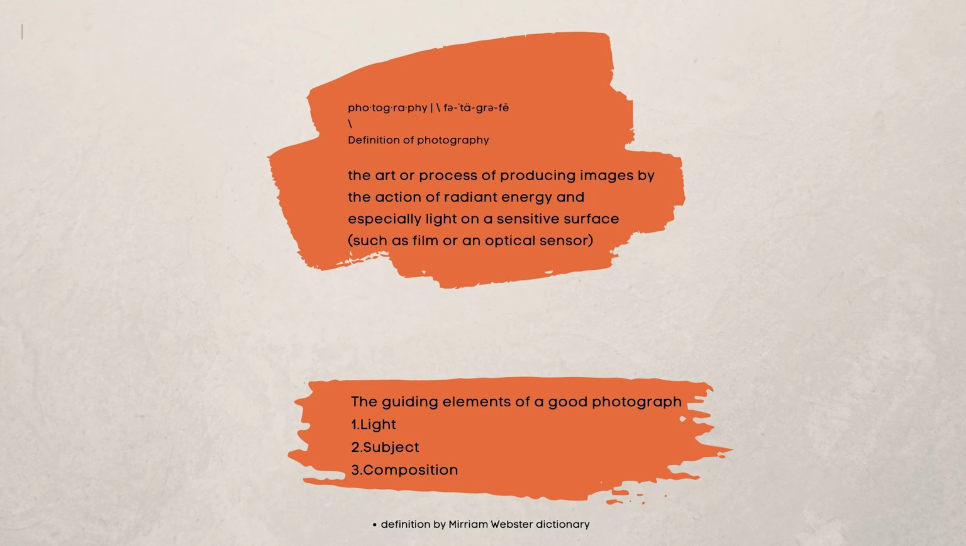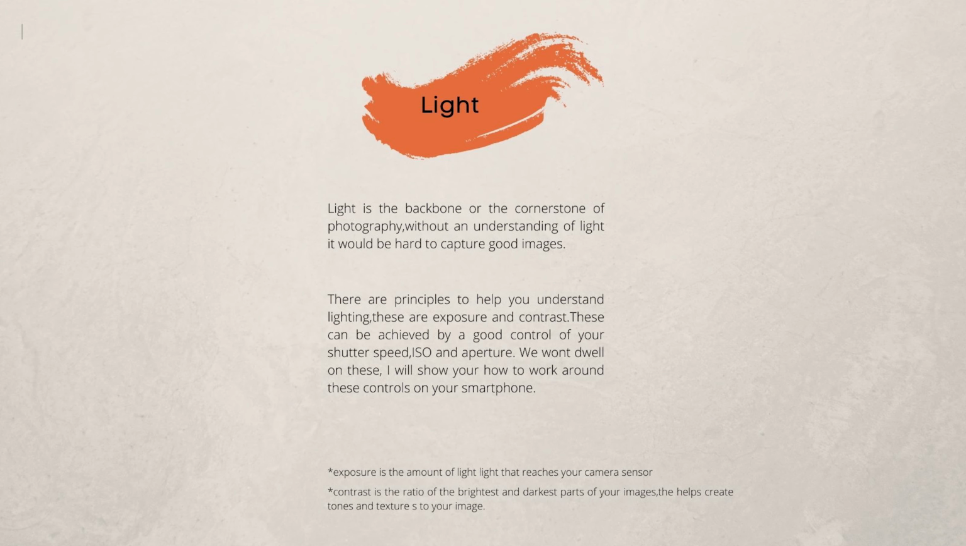Light is the most important thing in photography, the backbone or the cornerstone of photography. Without an understanding of light, it will be hard to capture good images. There are principles to help you understand lighting. These are exposure and contrast. These can also be achieved by a good control of your shutter speed, ISO, and aperture. We won't dwell much on this. I will show you how to work around these controls on your smartphone.